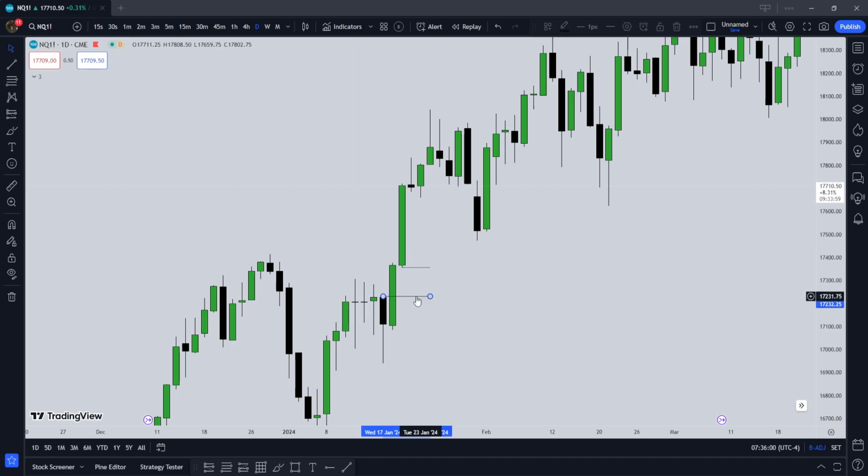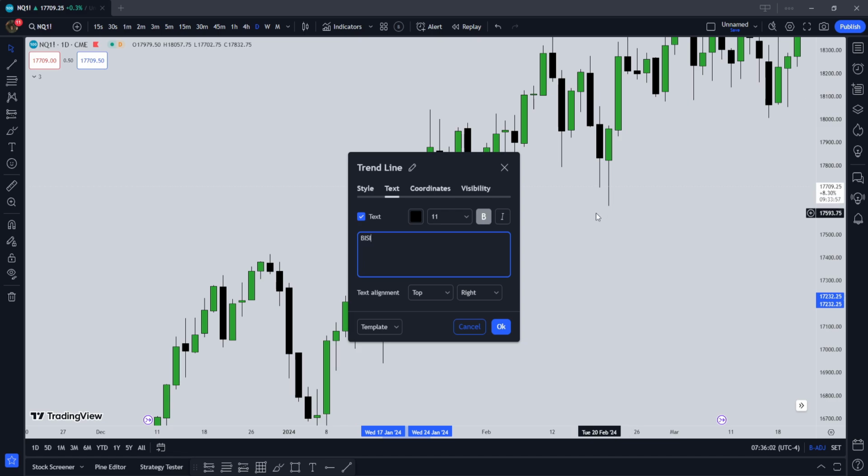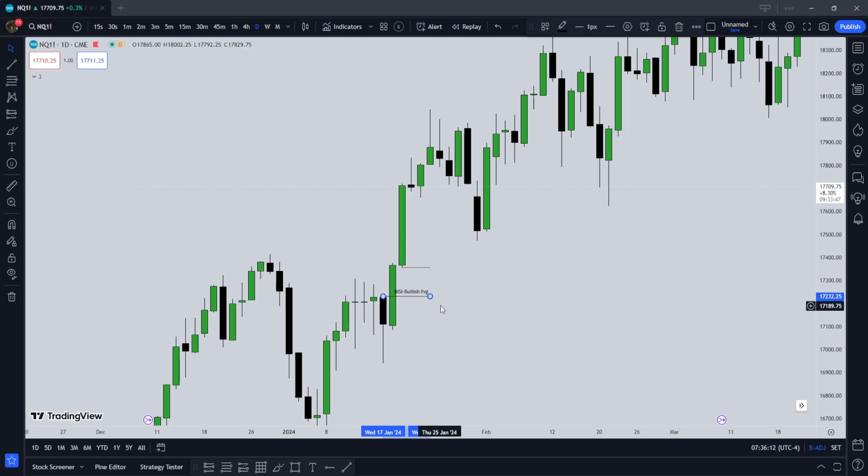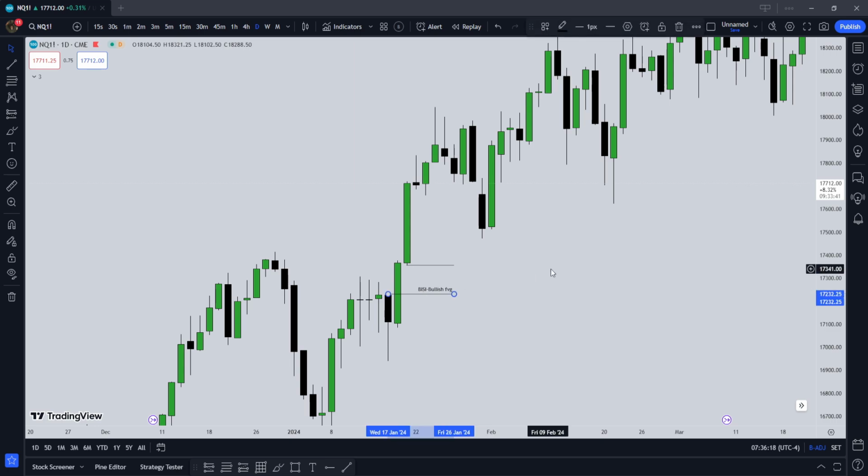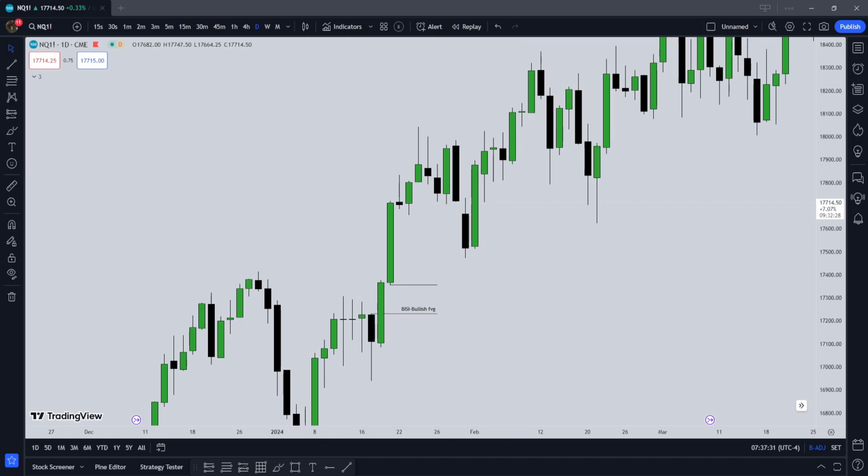So this is called a BC, a bullish FVG. FVG is a fair value gap, FVG or VVG doesn't matter. BC, what does BC mean? BC means buy side imbalance and sell side inefficiency. So it is efficient for a buyer, but it is inefficient for a seller.